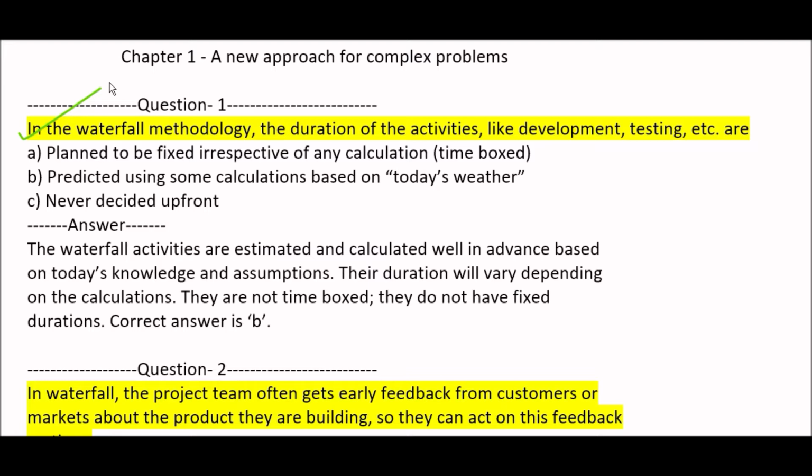The right answer here is option B, because the waterfall activities are estimated and calculated well in advance based on today's knowledge and assumptions. They are not time boxed, they do not have fixed durations. So the right answer here is option B, predicted using some calculations based on today's weather. Okay, next question.